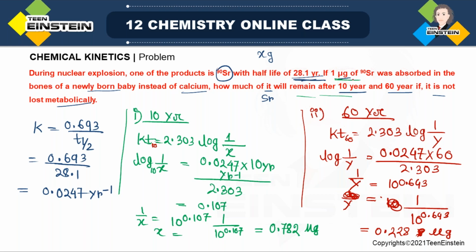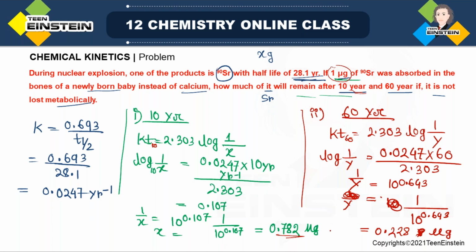So initially it was 1 microgram, and after 10 years, see, 10 years is not even equal to a half-life. It is almost 1/3 of a half-life. Okay. So the amount remaining after 10 years will be around 2/3 of the initial amount, and you can easily check it. 0.782 means almost 2/3 of 1 microgram. Okay, so in this way you can check whether the final calculation that you have done is qualitatively correct or not.